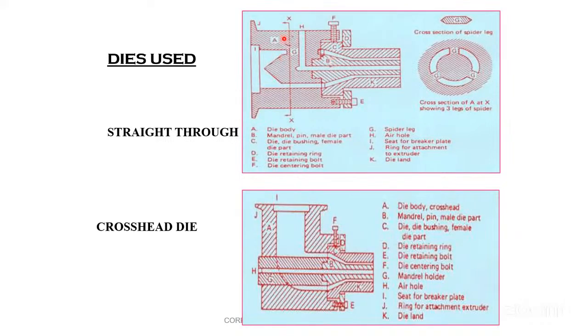A is the die body. C is the die bushing. K is the die land. It's very important. The H is the air hole, where we are passing the compressed air.